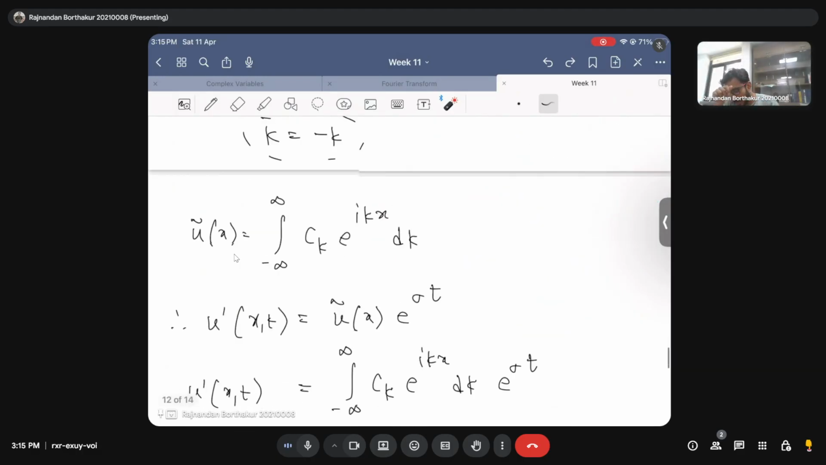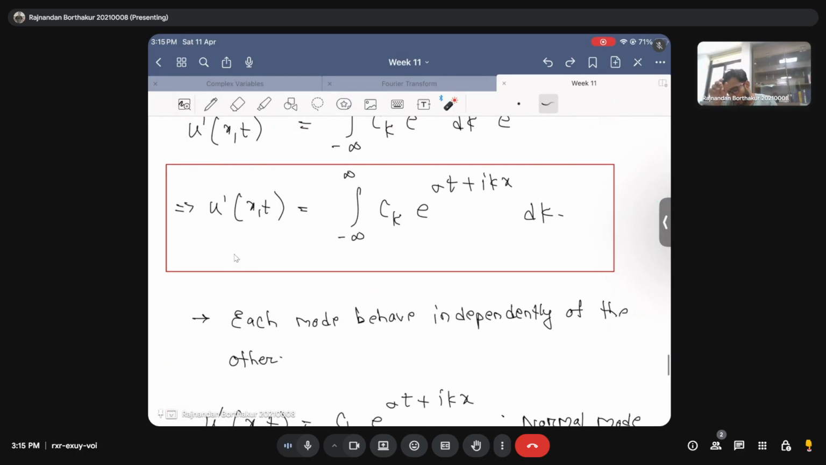Okay, and then we took a prototypical 1D example and saw that you can always construct a perturbation using a variable which is c_k times e power sigma t plus ikx, where these c_k's are functions of the wave number k. We saw that this sigma is known as the eigenvalue, and this u tilde or u hat of x, whatever we have represented, is known as the eigenfunction.